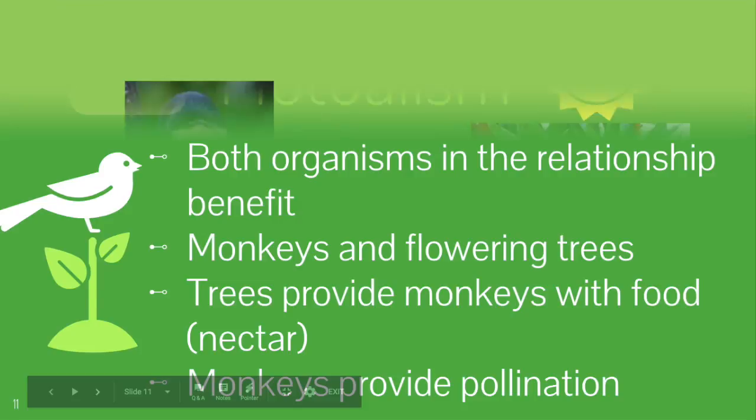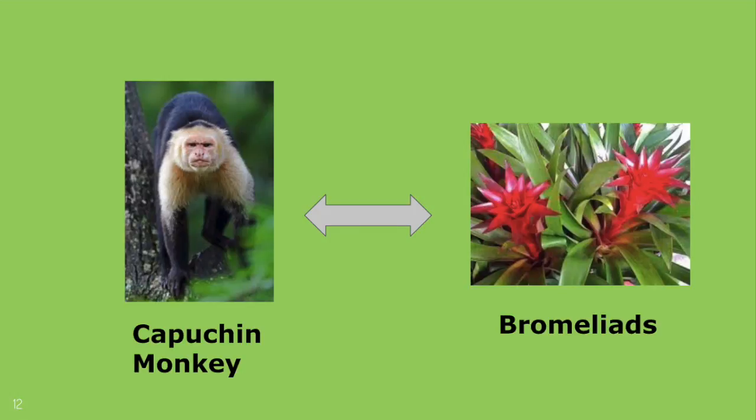The monkeys benefit by receiving their food, and the flowering trees benefit by having more of their species dispersed in the tropical rainforest.